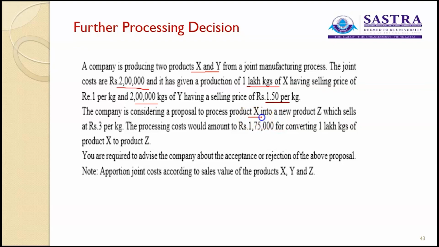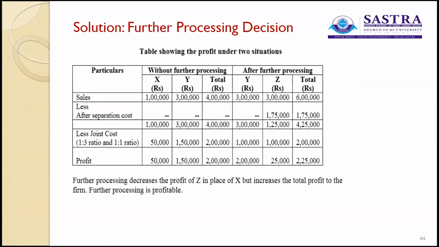Now the product X is to be replaced by product Z, which has a selling price of 3 rupees per kg, and the processing amount is 1,75,000 to convert X into Z. Now this is to be an additional cost. We are going to decide whether X can be replaced by Z.